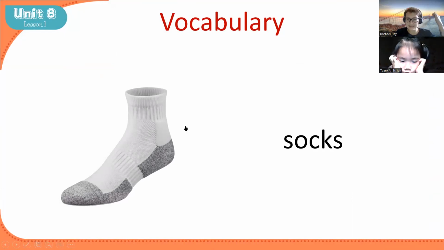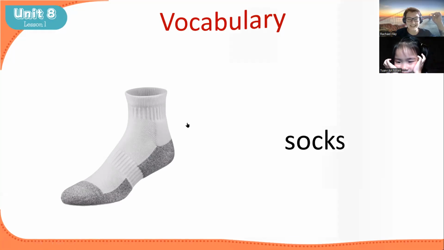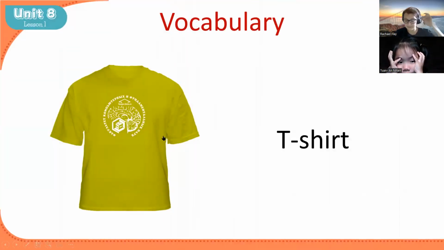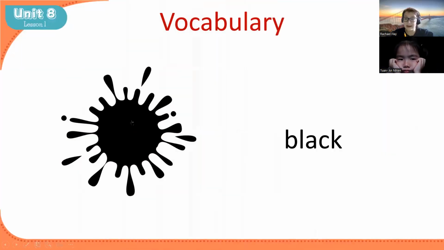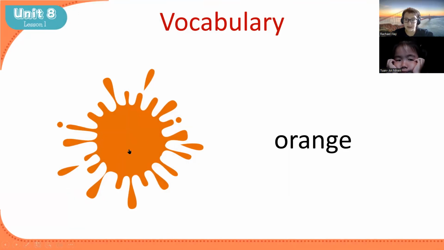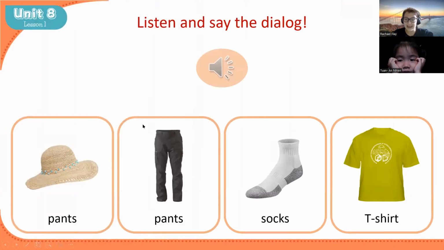What is this? Foot. Yes, it's a foot, but what goes on the foot? It's called socks. Socks. Yes, socks. Good. And what is this? It's a t-shirt. T-shirt. Good. What color is this? Black. What color is this? Brown. It's orange. Orange. Good. Okay, now we're going to choose the right pictures.